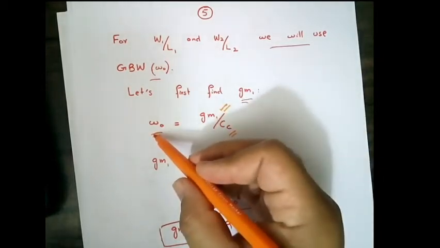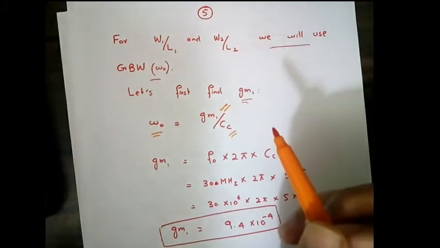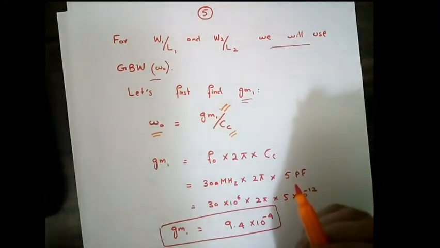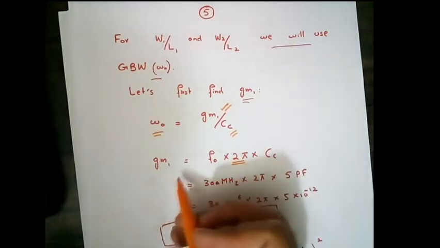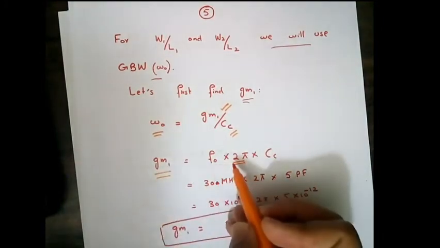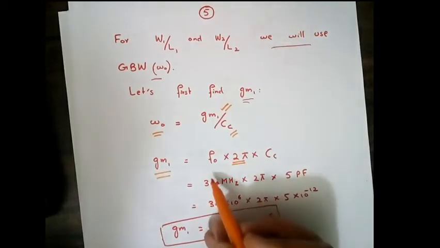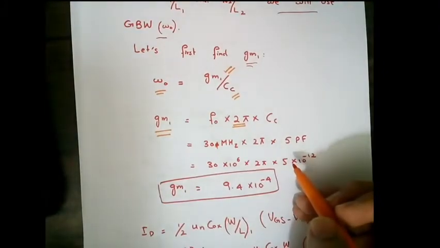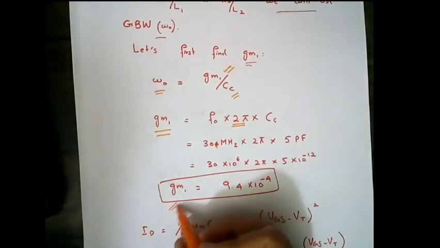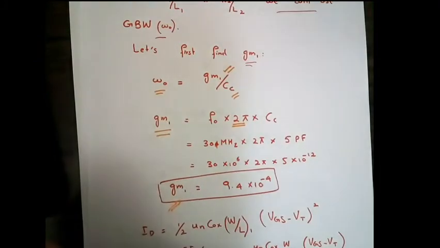Omega naught is provided to us, which is 30 megahertz times 2 pi, because the frequency is given to us, we can convert into radians by multiplying by 2 pi. So gm1 will be f naught times 2 pi times Cc. So f naught was 30 megahertz multiplied by 2 pi multiplied by 5 picofarad, which we already calculated. So we will have a gm1 value of 9.4 times 10 to the minus 4.